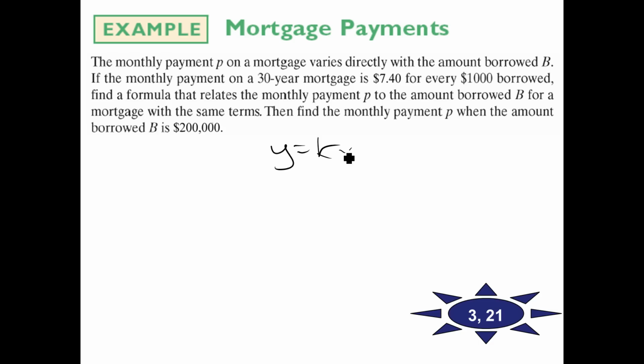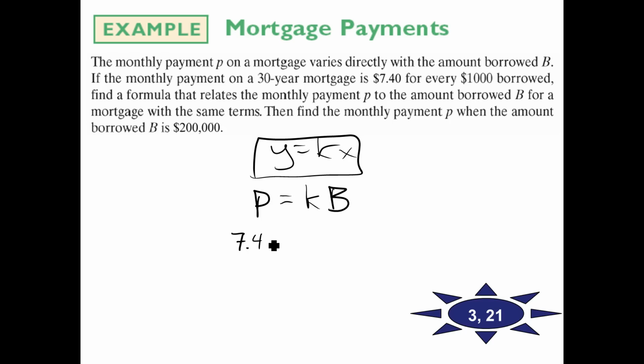The monthly mortgage payment on a mortgage varies directly, so there's our equation for direct variation, with the amount borrowed b. So right away, let's say p equals some amount k, and then b. So we have our variables lined up. If the monthly payment on a 30-year mortgage is $7.40, so payment, we've got payment already, 7.40, equals k for every $1,000 borrowed.